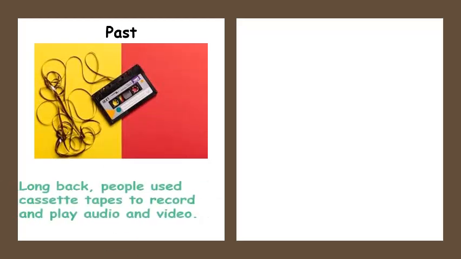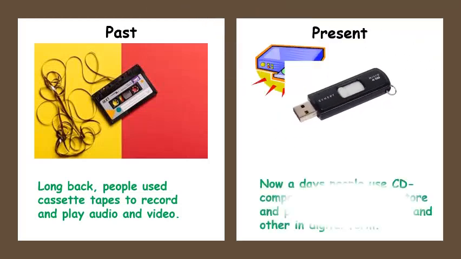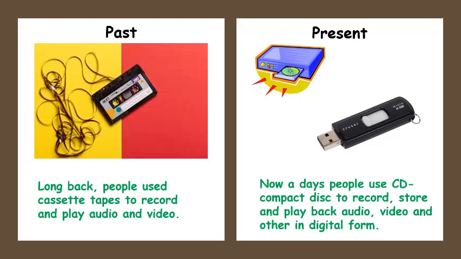So we are going to talk about the cassette. Have you ever seen one like this before? You can ask your mummy and daddy. I'm sure they have seen it. You know, children, long back people used cassette tapes to record and play audio and video. In present day, people use CD, compact disc, to record, store and playback audio, video and other data in digital form. But few years back, people started using USB for storing video and audios.